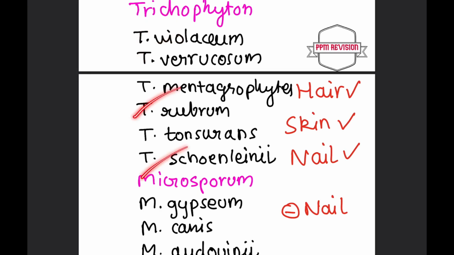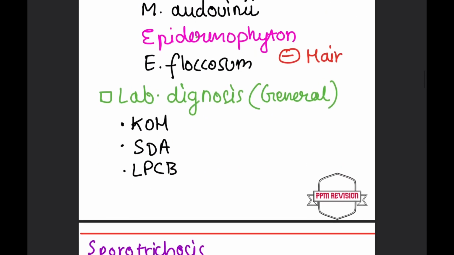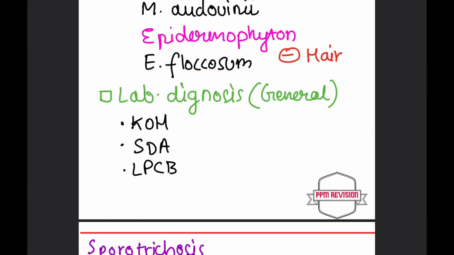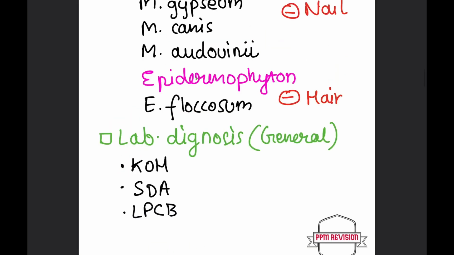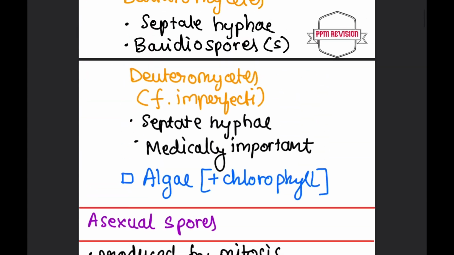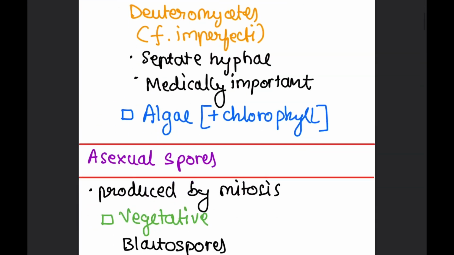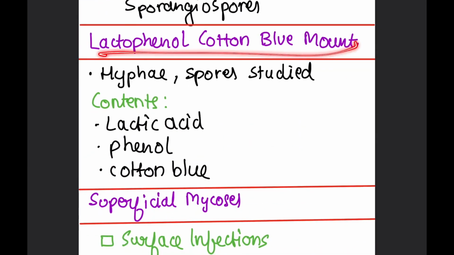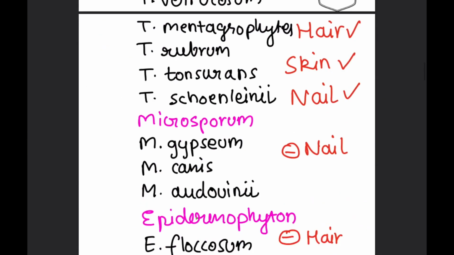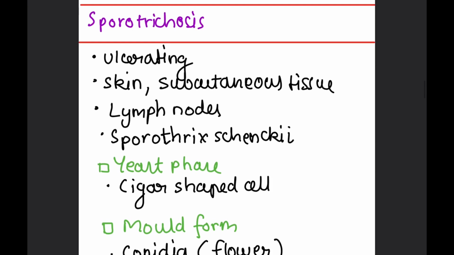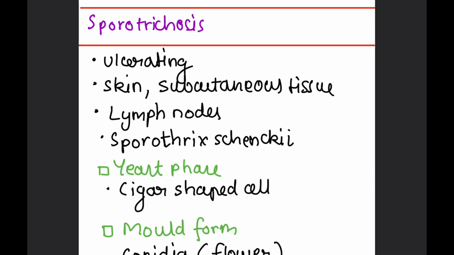And then moving further, there is lab diagnosis. Lab diagnosis is mainly concerned with KOH, SDA, and LPCB. So what is LPCB? It is already discussed. It is the lactophenol cotton blue mount, high power field studied, lactic acid, phenol, and cotton blue are the components.